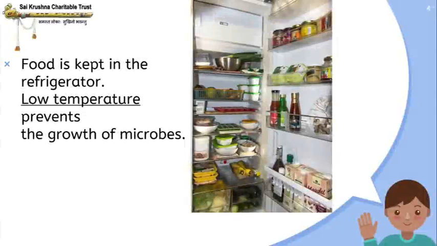Food is kept in the refrigerator. Low temperature prevents the growth of microbes. Food is kept in the refrigerator or fridge because there is a low temperature formed inside the fridge which prevents the growth of microbes. The food is kept cool and at a low temperature which prevents the growth of microbes. The microbes cannot live in that low temperature.